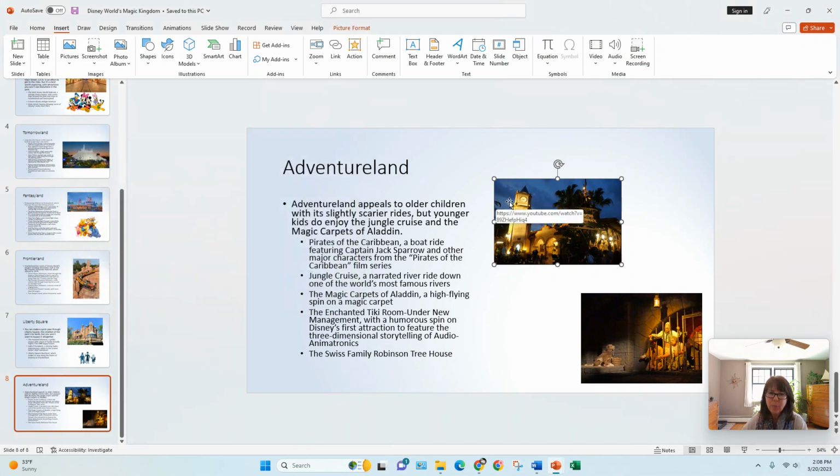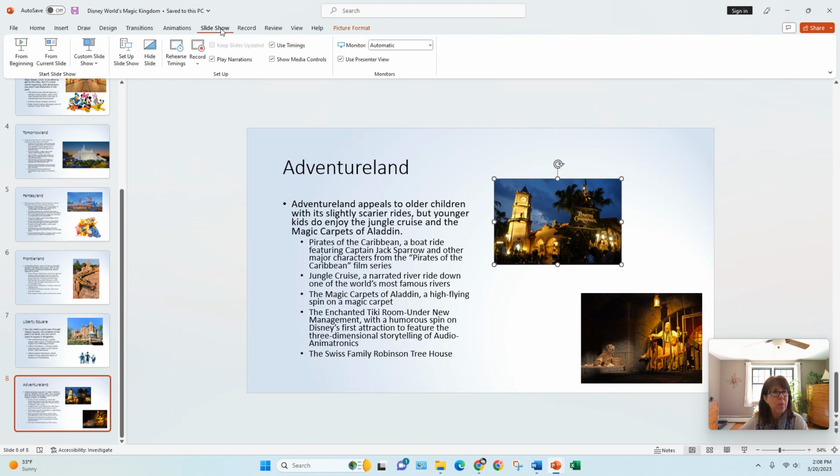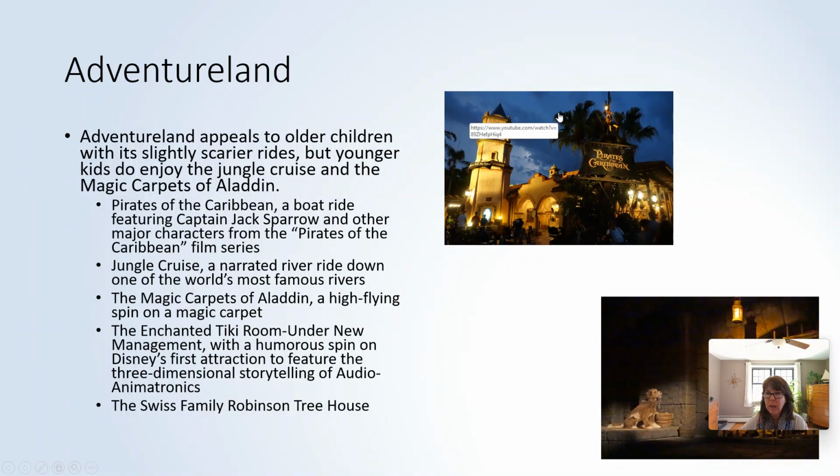Now I know a link is present because when I hover over the picture, I get a little tag that tells me where I'm going to link to. And if I want to activate the link, I can run my slideshow from the current slide and click on it.